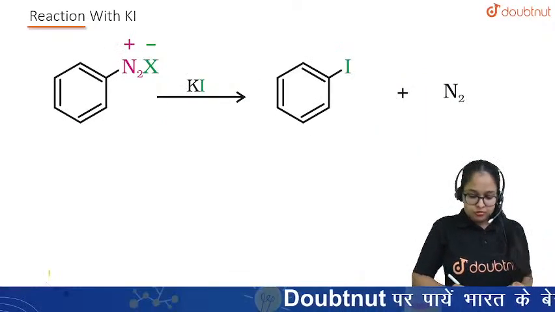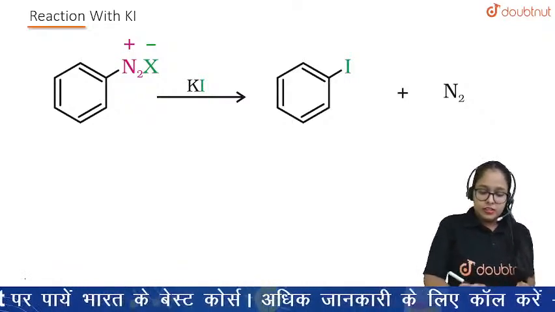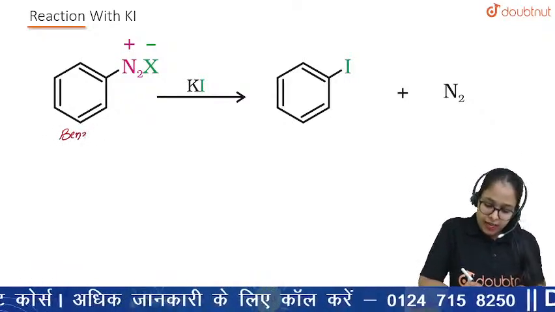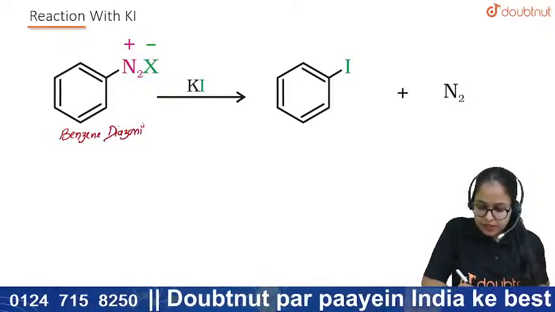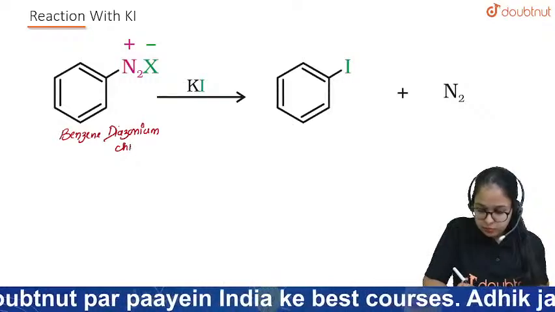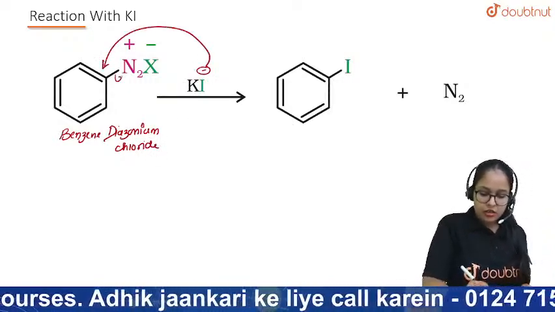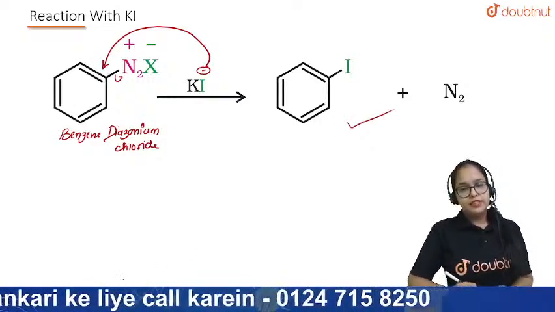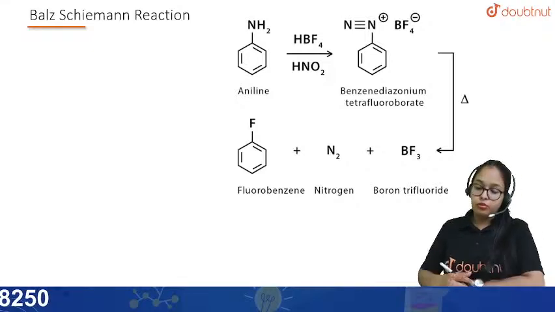And now how to prepare iodobenzene and fluorobenzene. The simple reaction is to react benzene diazonium chloride with KI. Here I minus will attack here, remove N2 and form iodobenzene, right? Also we have the Balz-Schiemann reaction for preparation of fluorobenzene.